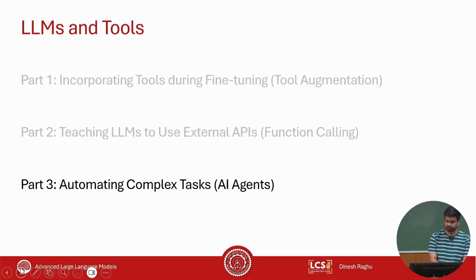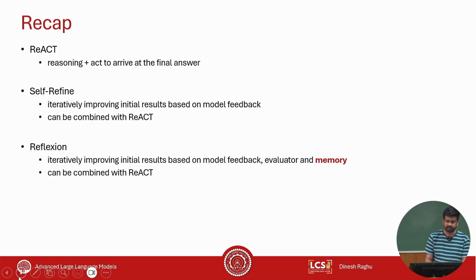So we'll continue our lectures on agentic workflows. So far we looked at incorporating tools during the fine-tuning process, and then we talked about how to teach LLMs to use external APIs. And now we are looking at some important problems in AI agents, basically for automating complex tasks. So just a recap, last time we looked at prompting techniques that people use and agentic workflows that people use to automate complex tasks.